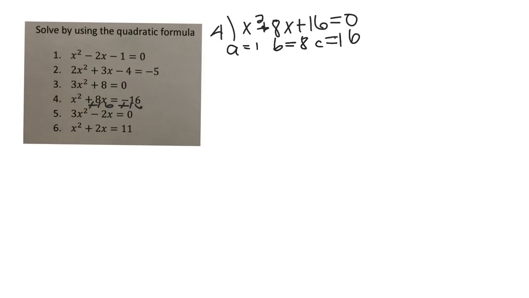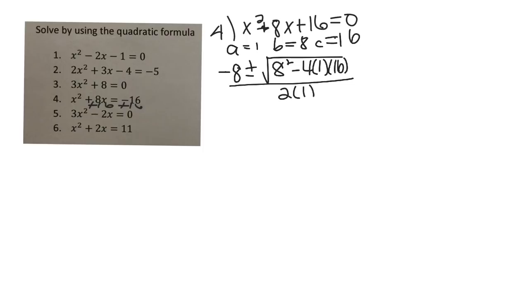So I get negative 8 plus or minus the square root of 8 squared minus 4 times 1 times 16 divided by 2 times 1, which is negative 8 plus or minus the square root of 64 minus 64 divided by 2.